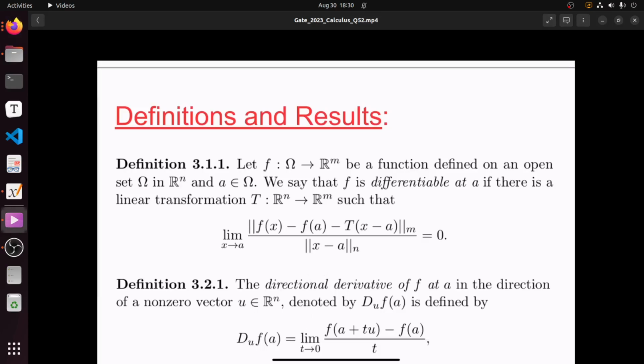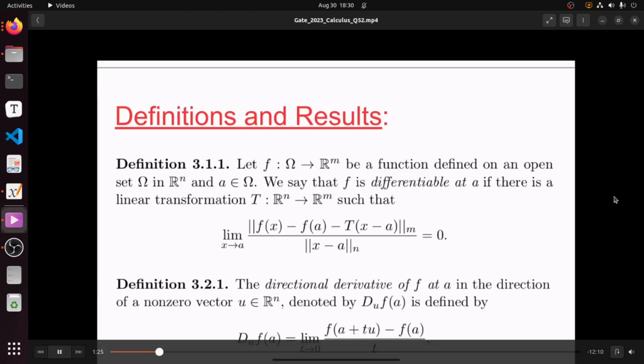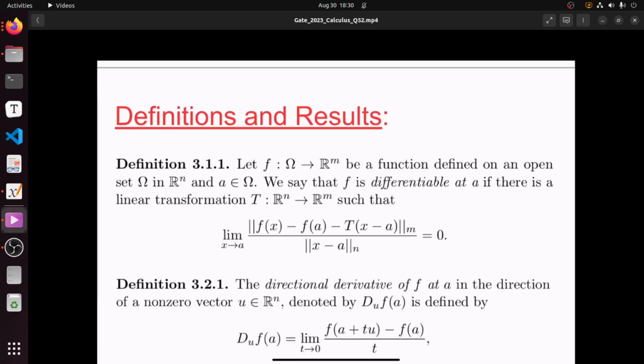So let f be a function from omega to Rm, where omega is an open subset of Rn and a is a point in omega. We say that f is differentiable at a if there is a linear transformation from Rn to Rm such that this will hold, where in the numerator the norm is taken in Rm and in the denominator it is the Rn norm. So if this holds, we say that f is differentiable at a.